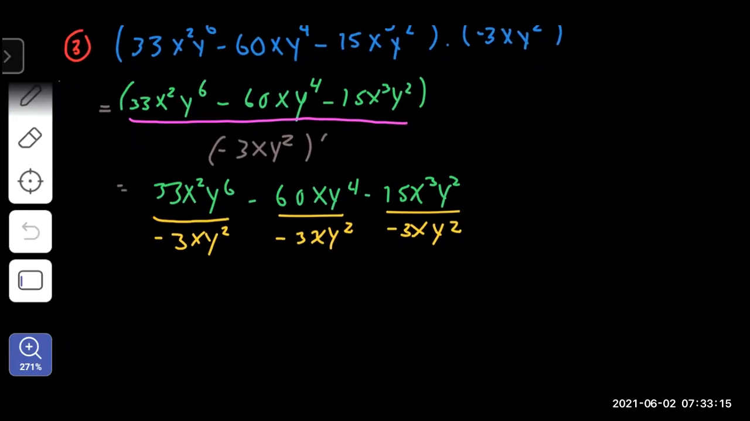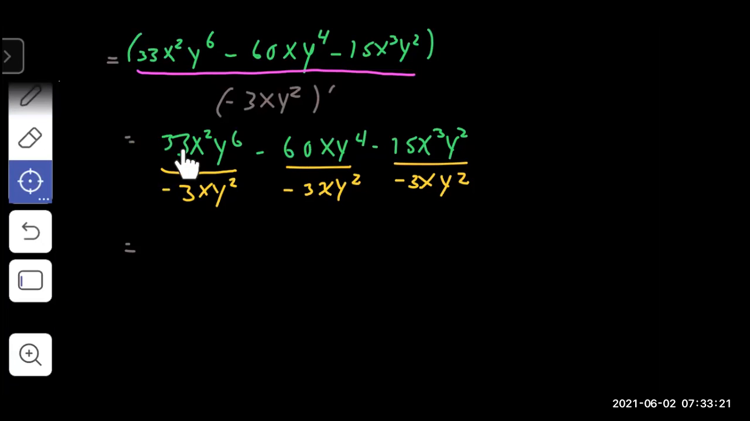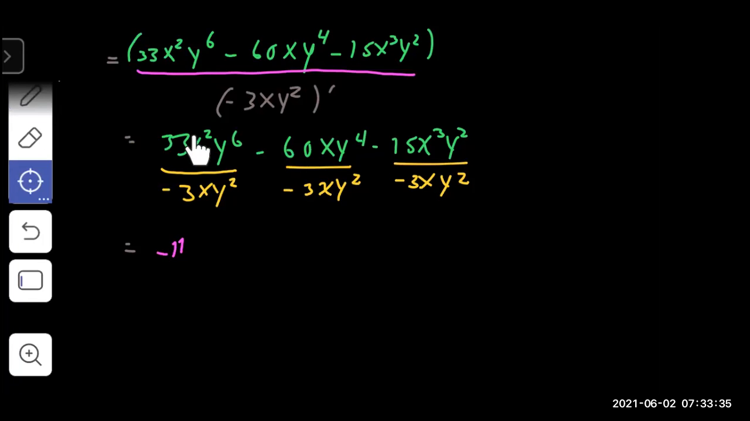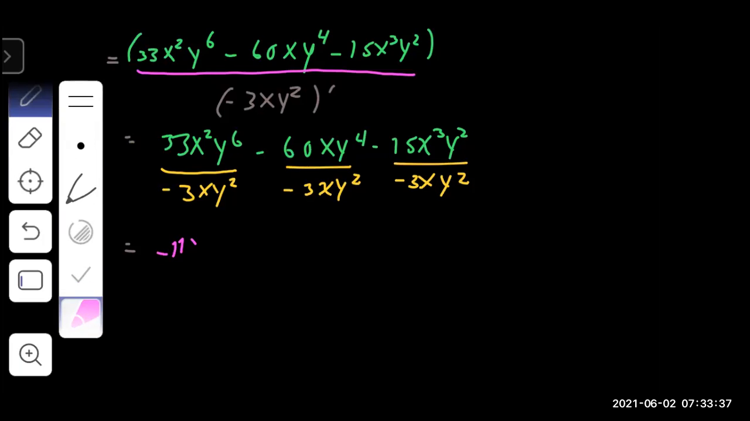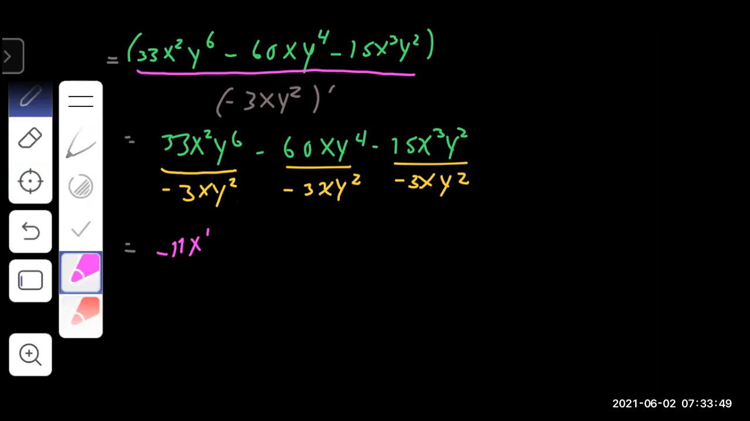Let's see what we're going to get out of this. Can someone give me a hand? How do we simplify this? Again, one at a time. 33 divided by negative 3: positive and negative, of course I'm going to get negative. 33 divided by 3 is 11. Now let's go to the variables. x squared and x to the first: let's subtract, 2 minus 1 is 1. Now with the y's: y to the sixth minus y squared is y to the fourth power, correct.